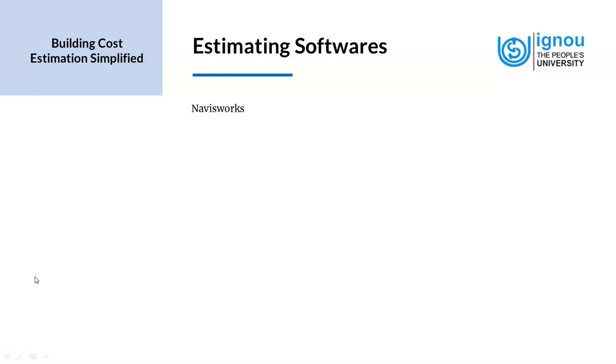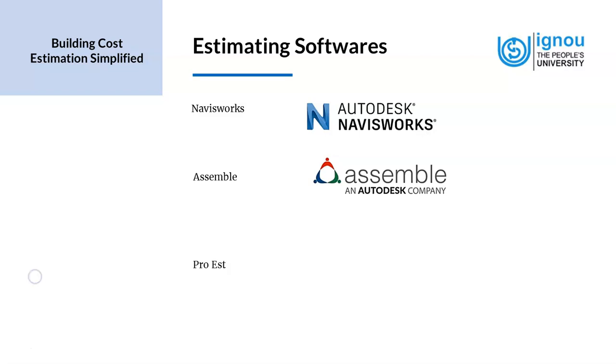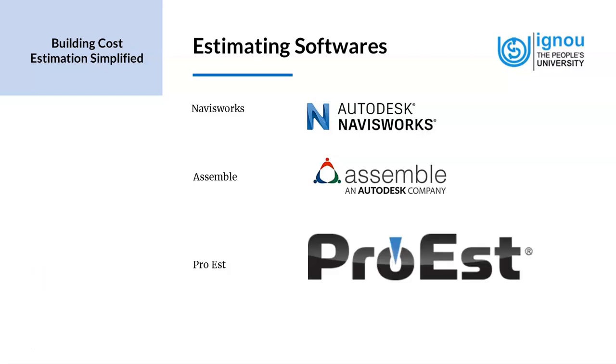Now we look at the estimating softwares. Navisworks, Assemble, ProEst. These are some of the estimating softwares. Navisworks and Assemble are two products of Autodesk and are useful for estimators. This is for information only. We will not be covering either of these softwares in our course.